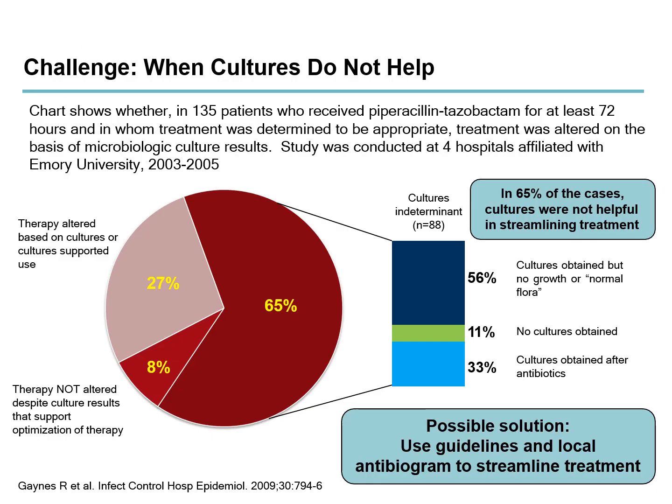When cultures do not help: in 65% of the cases, cultures were not helpful in streamlining treatment. A possible solution is to use the guidelines and local antibiograms to streamline the therapy. Therapy was altered based on culture, and this was supported by observation in 27% in the study, while in 65% cultures were not helpful. Therapy was not altered despite the culture results in 8%.